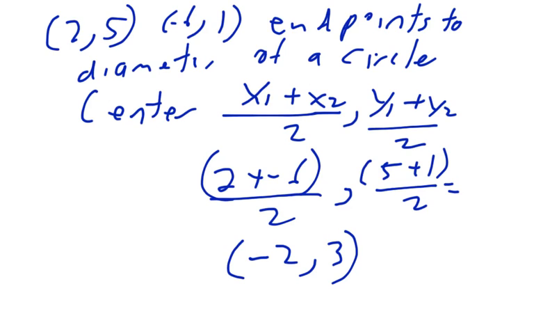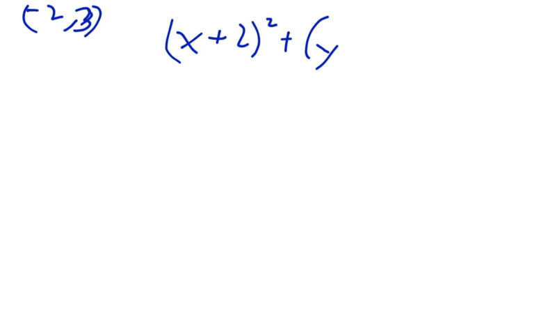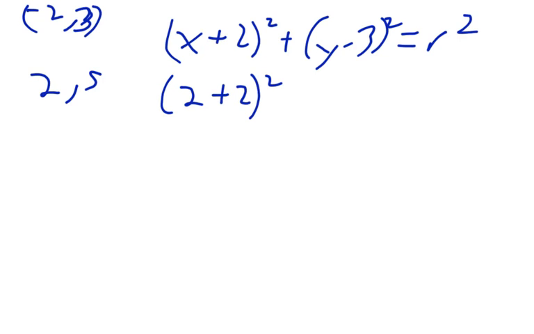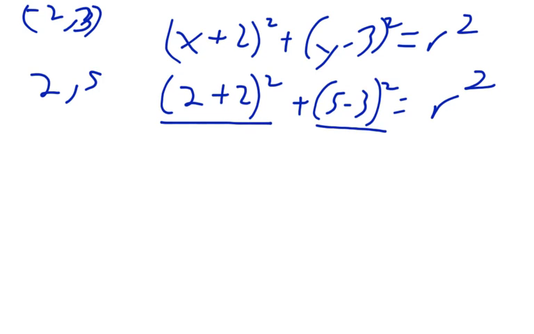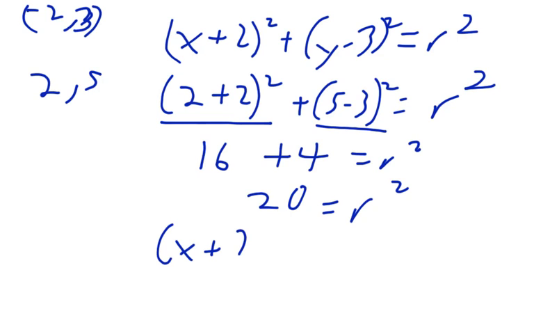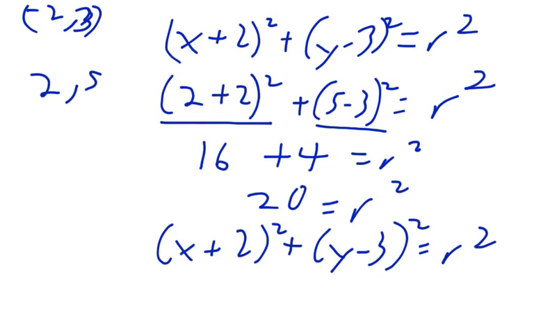So with the center at negative 2, 3, we can start our equation with x plus 2 squared plus y minus 3 squared equals r squared. Now, I don't really need to know what r is in order to get the equation. I just need to know what r squared is. So I can put in either point. So the first point was 2, 5. So I got 2 plus 2 squared plus 5 minus 3 squared equals r squared. So that's 4 squared, which is 16, plus 2 squared, which is 4, gives me a grand total of 20 for r squared. Which means my equation is x plus 2 squared plus y minus 3 squared equals 20. And that's it for the equations of circles.